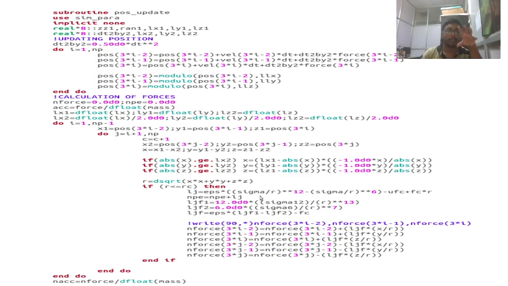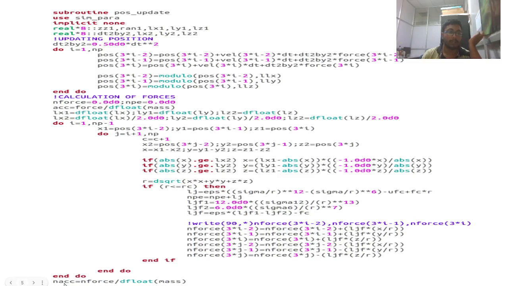So this is the potential energy, okay. After that, in a similar fashion, we are going to calculate the force also, and then we are going to update the components of the force in different directions for each one of those particles, and then we will close the if loop, and successively the do loops.